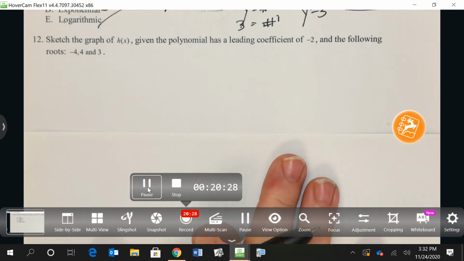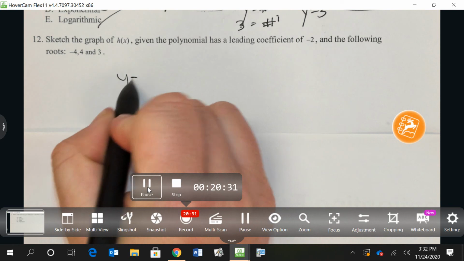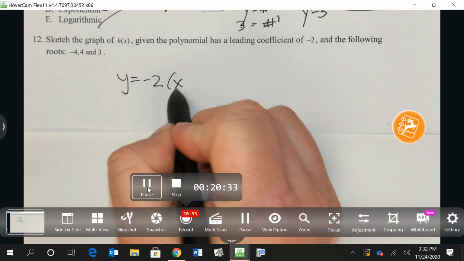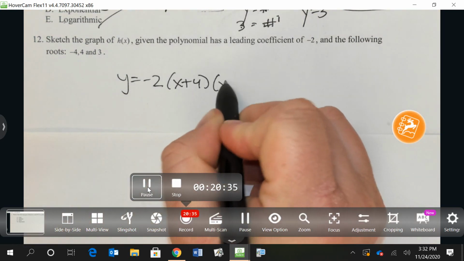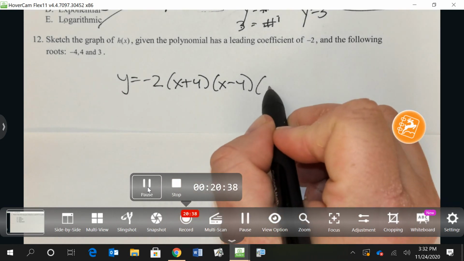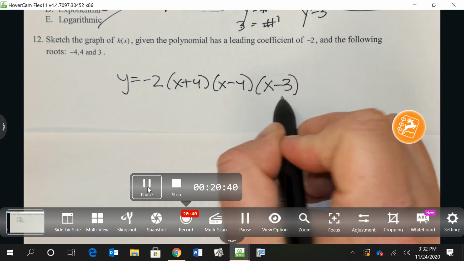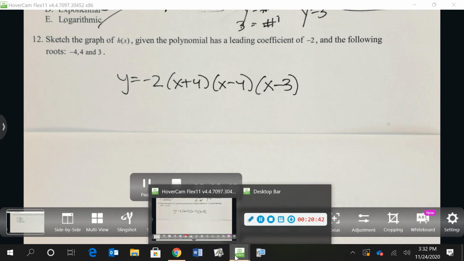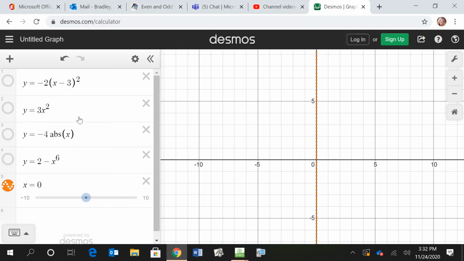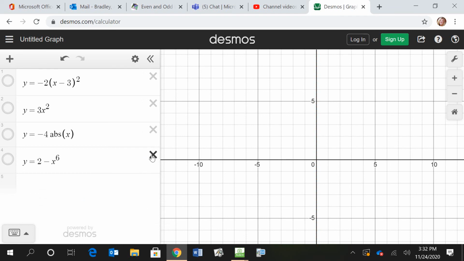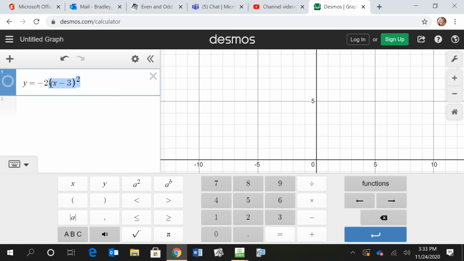A graph of a function that has a leading coefficient of -2 and it has roots of -4, +4, and 3. Remember, it's opposite. So I'm just going to plug it in just like that. So I'm going to come over here. I'm going to erase anything that was previously there. And we'll start with a -2, x plus 4. There's no need to multiply this out. We just want to come up with a basic shape here and be able to identify some things on it.